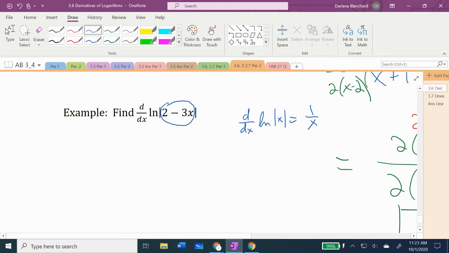So that means I take this baby, 2 minus 3x, and call it a blah. And I'm now taking the derivative of natural log of blah. Derivative is 1 over blah. Give mommy her baby, and multiply by the derivative of that baby. Derivative of that baby is negative 3.